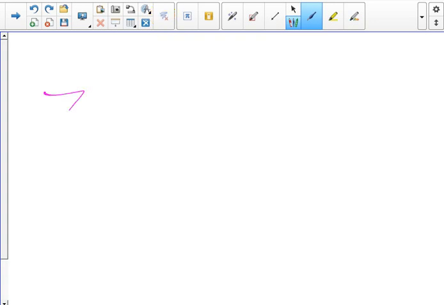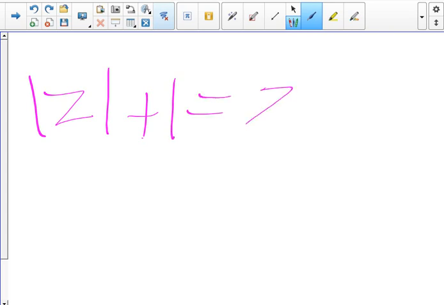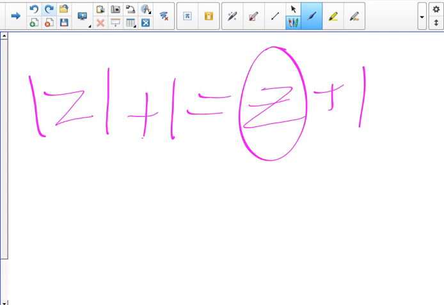The next one, you've got the absolute value of z plus 1 equal z plus 1. Well, if this had been an absolute value, then we would have an easy thing, right? But it's not. So we've got something here outside of an absolute value. So that sort of changes the equation. So could this be a true statement? It could sometimes. It depends on what z is.